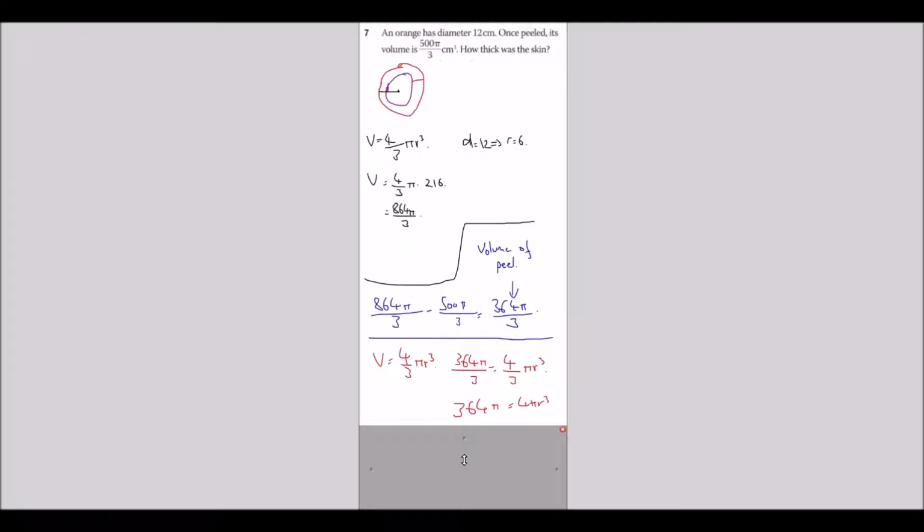I'm going to times both sides by 3. Okay, that gets rid of the denominator at the bottom of both fractions. I am then going to divide both sides by pi, so this pi cancels off here and here. I am then going to divide both sides by 4, which gets me that 91 is r cubed. Now you do need to know your cube numbers up to 5 cubed. 1 cubed is 1, 2 cubed is 8, 3 cubed is 27, 4 cubed is 64, and 5 cubed is 125.